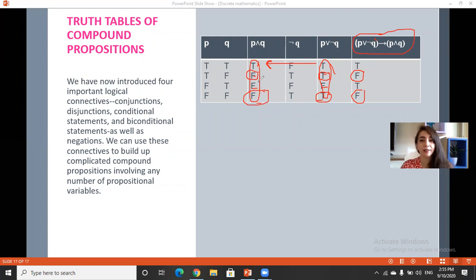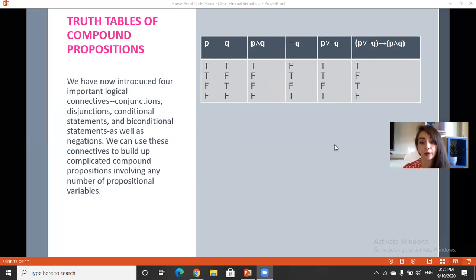Can you understand the truth tables of compound propositions? If not, let me know. Comment below if you have any unclear part or any problem.